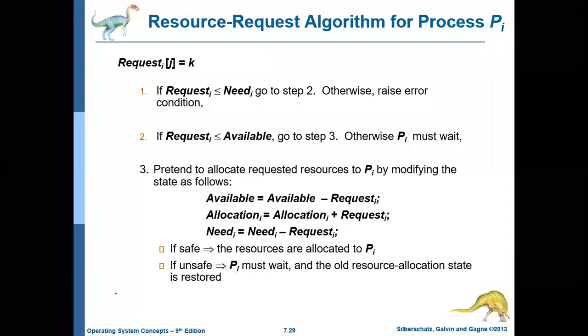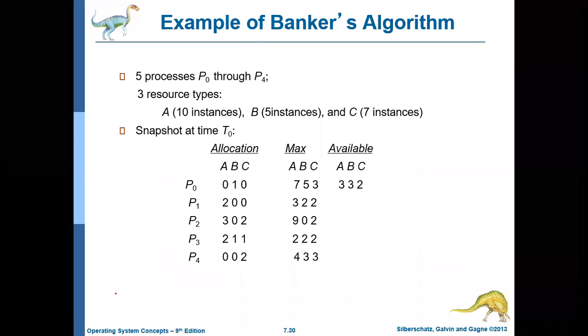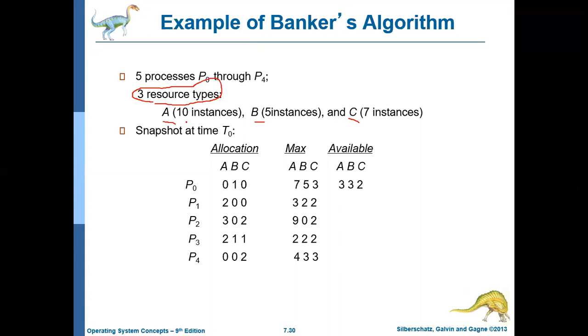Now let us try to understand Banker's algorithm with an example. Say we have 5 processes numbered from P0 to P4, and there are 3 resource types available with the operating system: resource A, resource B, and resource C. There are 10 instances of resource A, 5 instances of resource B, and 7 instances of resource C. So this is the available with the operating system.